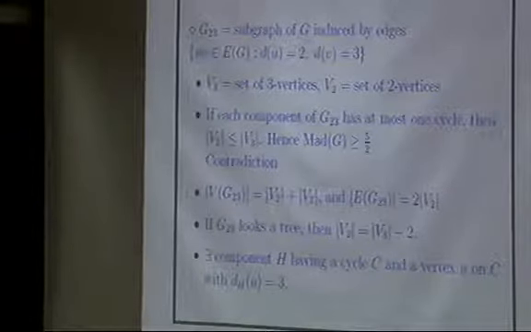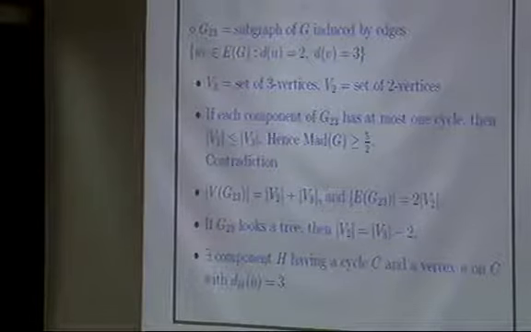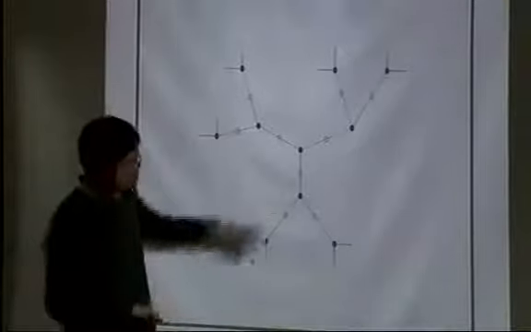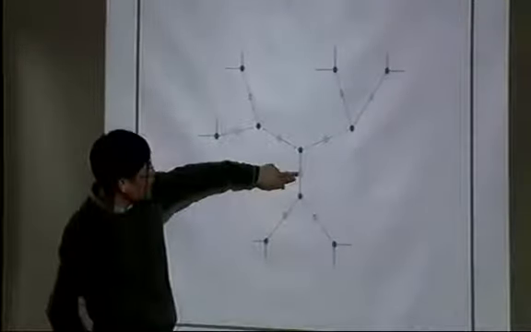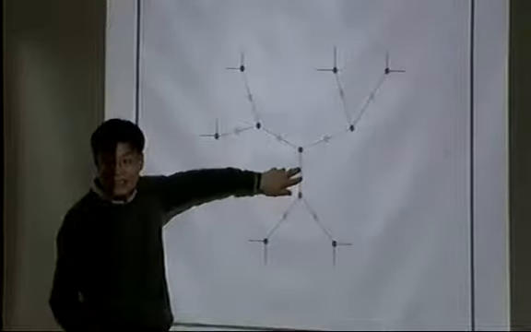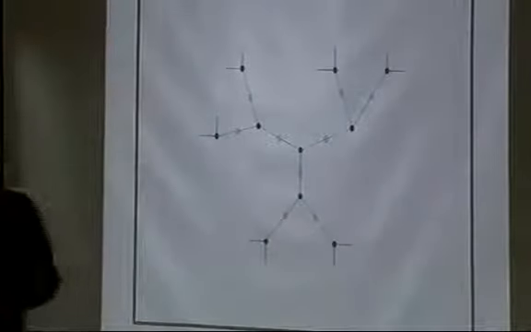If a component has at least 2 cycles, then it has a degree 3 vertex. Is it true? Yeah. Then here you can see, temporarily, if you forget this is a degree 2 vertex, then the edge actually corresponds to a degree 2 vertex. So we use the observation.